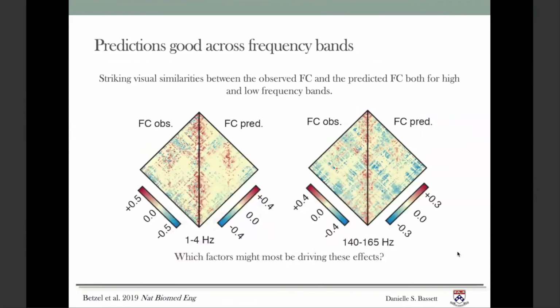So just a quick visualization before we get into statistics. Here what I'm showing you is the pattern of observed functional connectivity on the left-hand side, and then the predicted functional connectivity on the right-hand side for the 1 to 4 hertz band and for the 140 to 165 hertz band. So very low frequency and very high frequency. And just by eye, what you can see is that there are some very nice correspondences between the observed data and the predicted data, both at the low frequency and at the high frequency. But what we'd like to do is to actually quantify those and also to understand which of the matrices, so gene co-expression, search information, or Euclidean distance, are mostly driving these effects, if there is one.